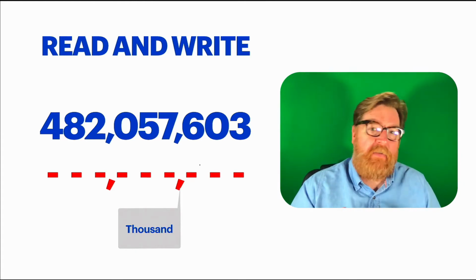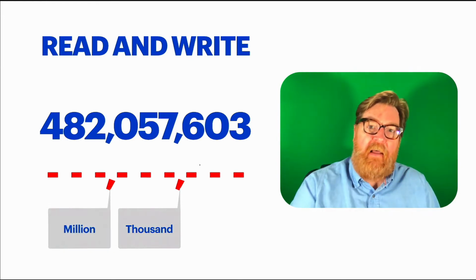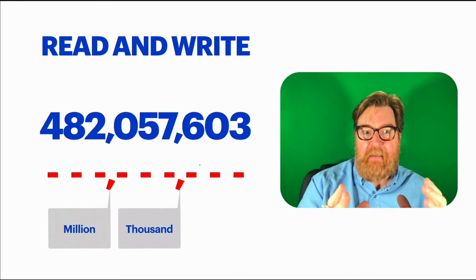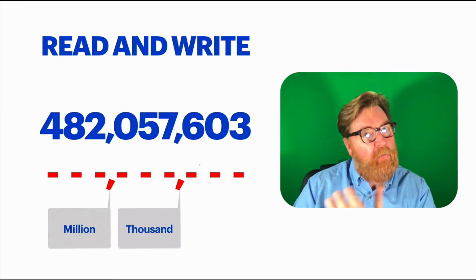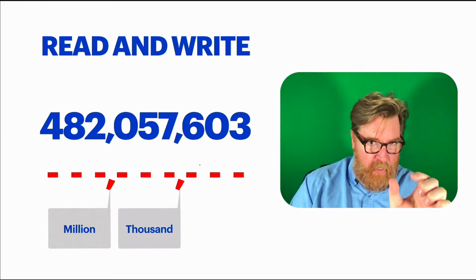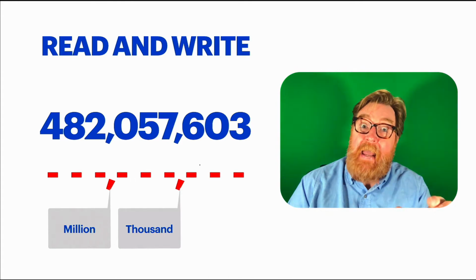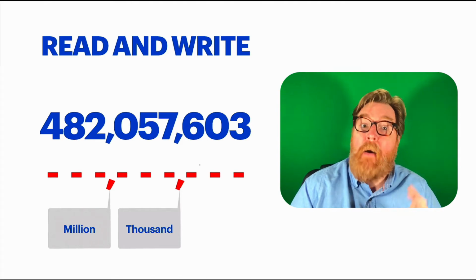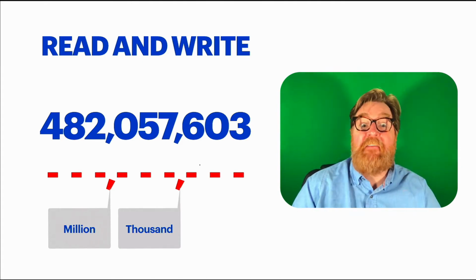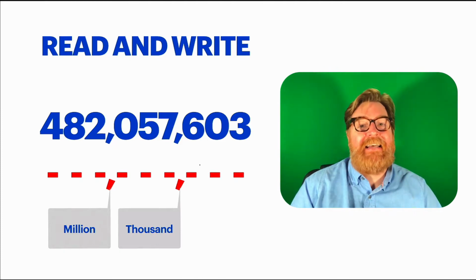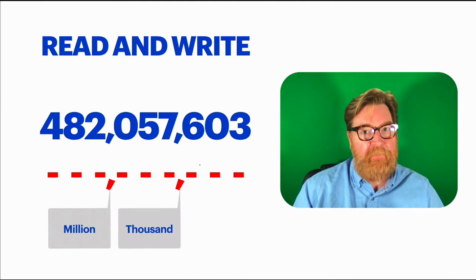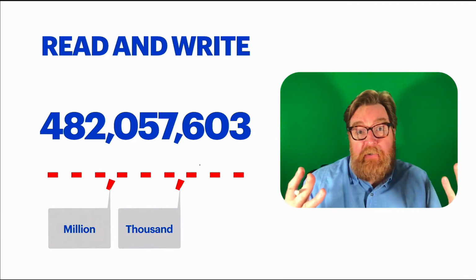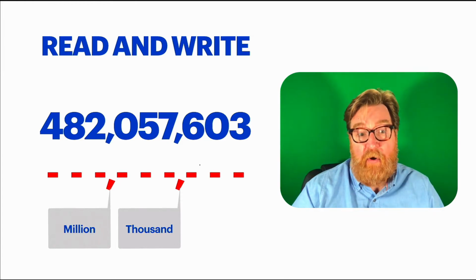So that middle group, that's where the thousands are. And then to the left of that, that's where the millions are. So if you want to read a big number like this, you just read it left to right, and then read the 3-digit number together with the name of that big group. So for example, this one is 482 million, there's the comma, 57,603. That's it. If you notice, 482, 57, 603. Just 3-digit numbers. But I need to tack on the group names and we're all set.